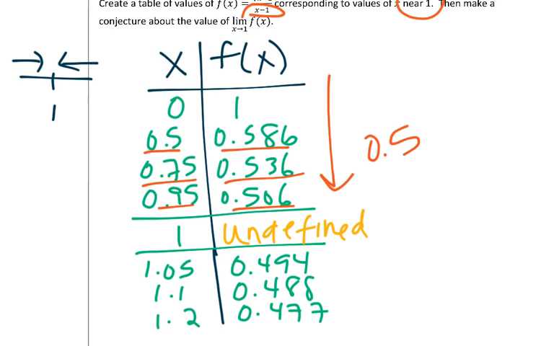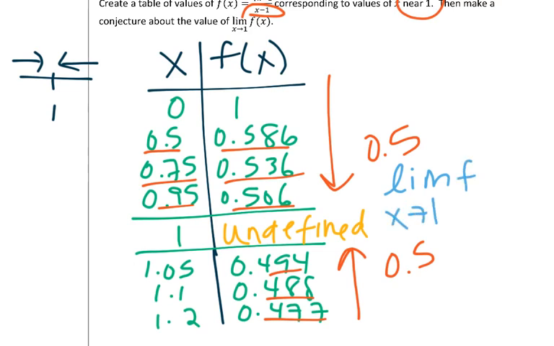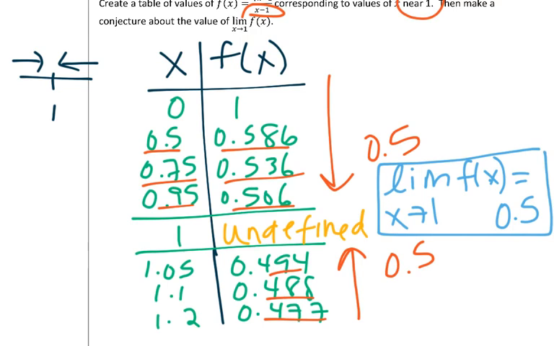And the same thing with this side. So if I approach 1 from the right-hand side, as I get closer and closer to 1, notice that these values are also approaching 0.5. So from this, I'm going to make the conjecture that the limit as x approaches 1 of this function is really 0.5. So we can have a table of values that can help us figure out what the limit is.